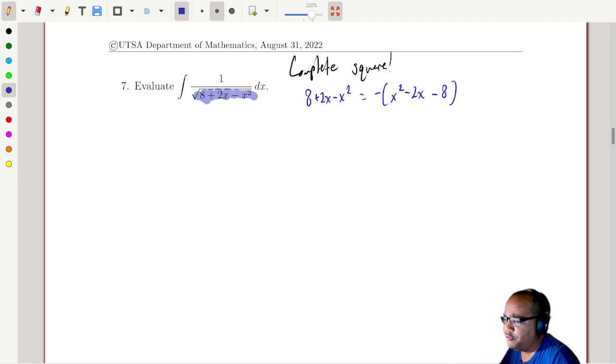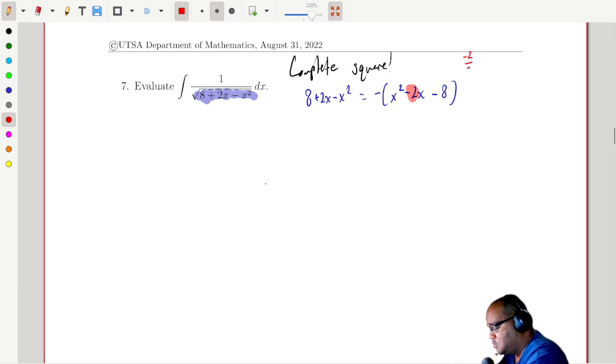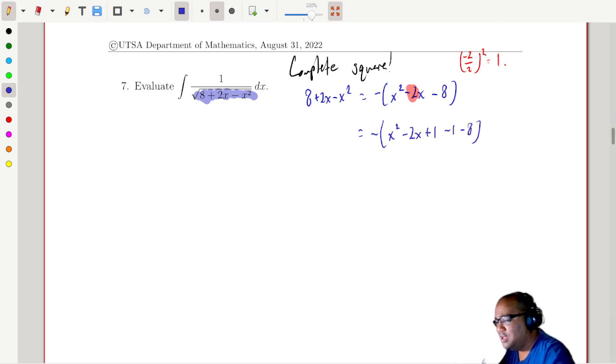All right, now here's what we're going to do. Remember, for complete the square, we look at half the linear coefficient. Take half of the linear coefficient and square it. So negative 2 over 2 squared: half of negative 2 is negative 1, squared is 1. So I'm going to add 1 and subtract 1 inside those parentheses. That's how we complete the square. I'll write the plus 1 here first, then I have minus 1, minus 8. What have I really done? I've just added a fancy 0.